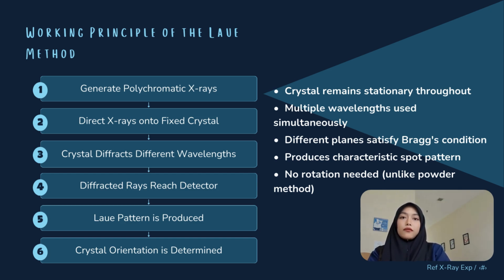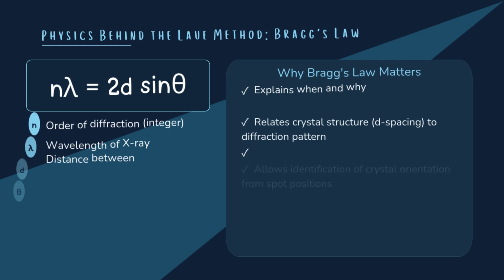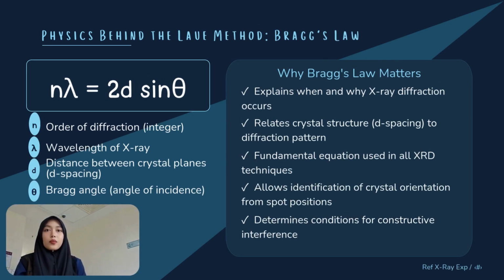An important advantage of this method is that the crystal remains stationary throughout the experiment, so no rotation is required. The physics behind the Laue method is based on Bragg's law, which is written as n lambda equals 2d sin theta. In this equation, n is the order of diffraction, lambda is the wavelength of the X-ray, d is the distance between crystal planes, and theta is the Bragg angle.